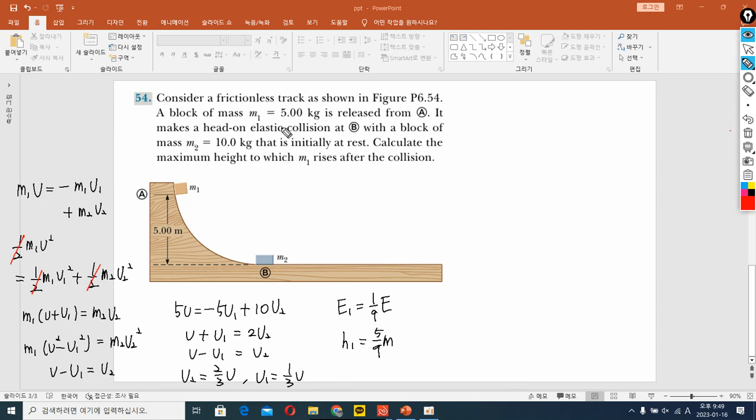And then if we regard the mass of each object, the first object mass is 5 and the second object mass is 10. So if we put the values of m1 and m2 to the first equation, we have v plus v1 is equal to 2 times v2 if we divide this equation by 5. And then because v minus v1 is v2, when we add these two equations, v2 is 2/3 of v, and the v1 is 1/3 of v.